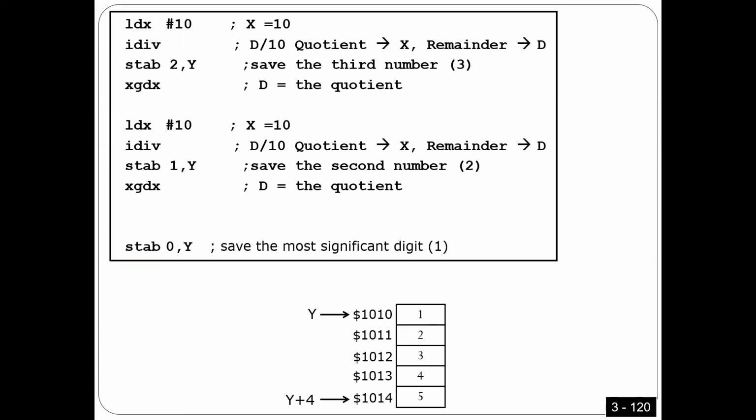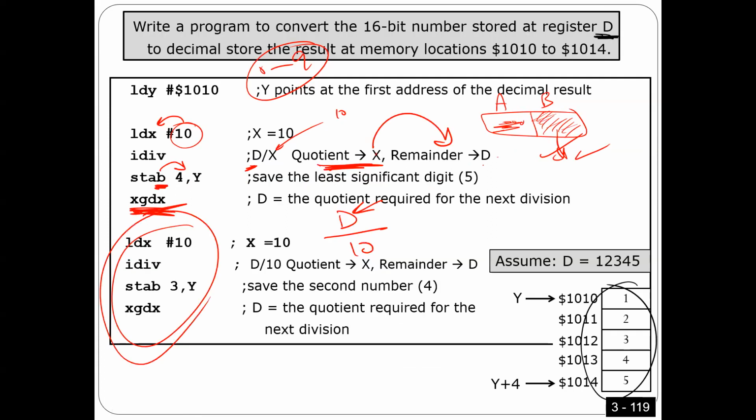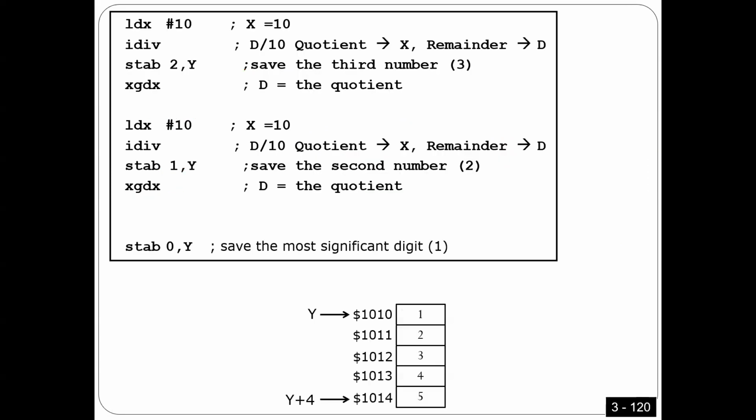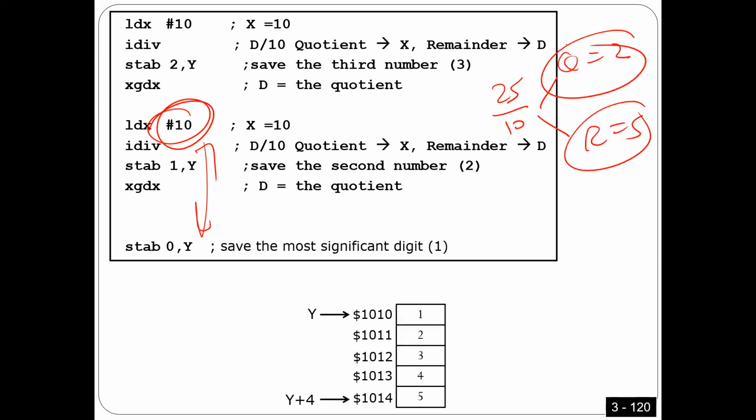In this case, because I want to extract 5 digits, I'm going to divide 4 times, because in the last time I'm going to get 2 digits of them. For example, if it is 25, you divide by 10, so I get a quotient of 2 and a remainder of 5. So I got both of them in the last time.